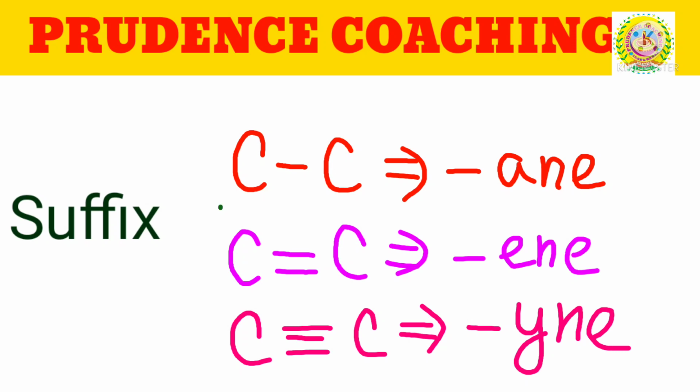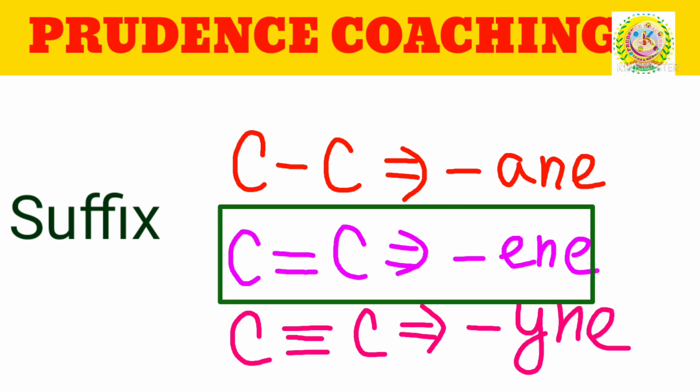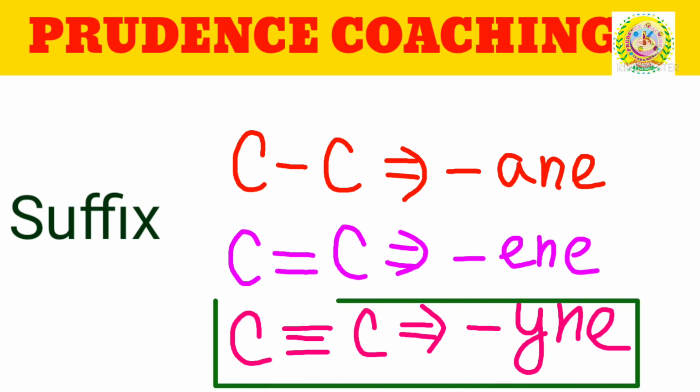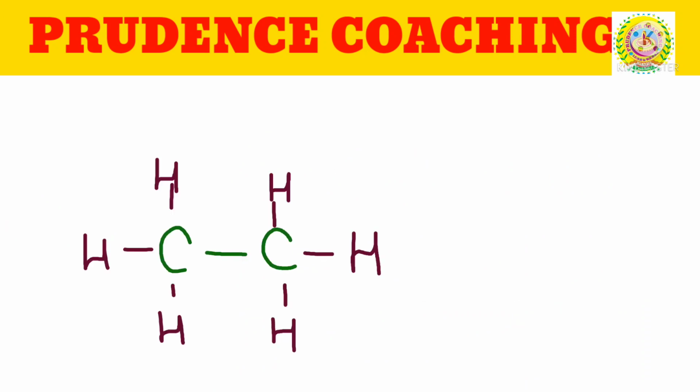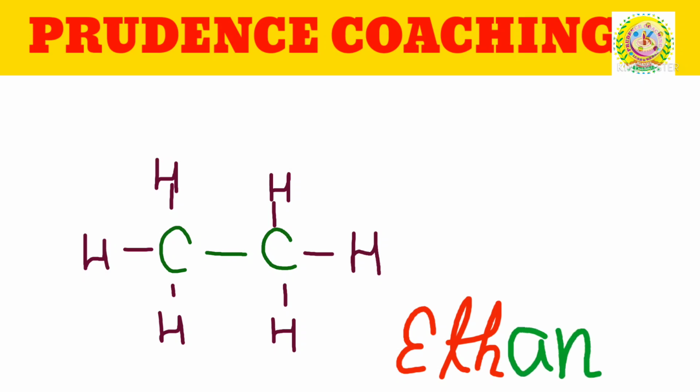If there were two covalent bonds between the carbons, we would use ene as the suffix. If three covalent bonds like this, 1, 2, 3 between the carbons, then we would have used yne. But here as you can see, we have only a single covalent bond between these two carbons, so we will use ane. Two carbons, so we will use eth, and as a single bond is there between two carbons, so ane. So this compound will be named as ethane.